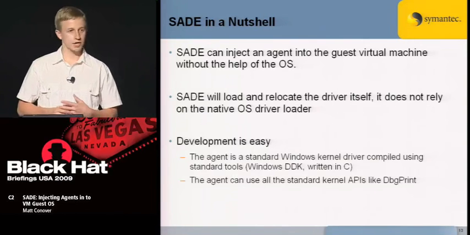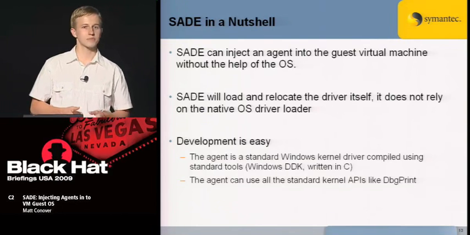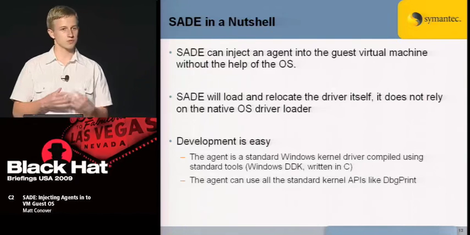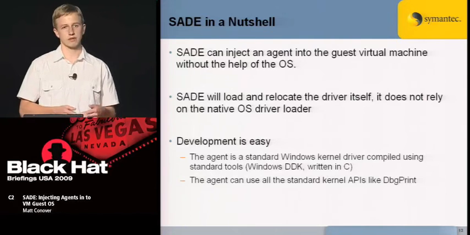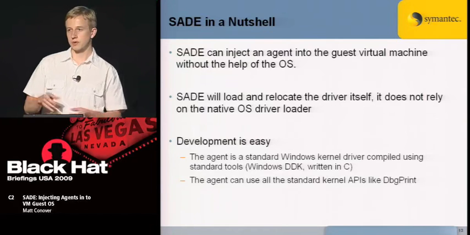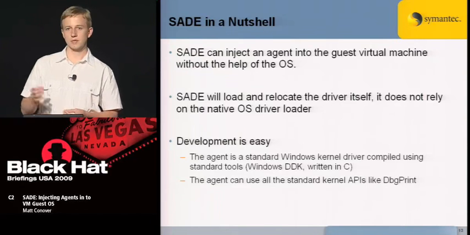Another point is, let's say that we want to load a driver inside the guest to do some task. The standard way to do that would be to use some API, like ZwLoadDriver, which requires, for example, a registry path. So this means we need some persistence inside the virtual machine. We would need to have a file inside the virtual machine for the driver, and we would need to have something in the registry to reference the driver.